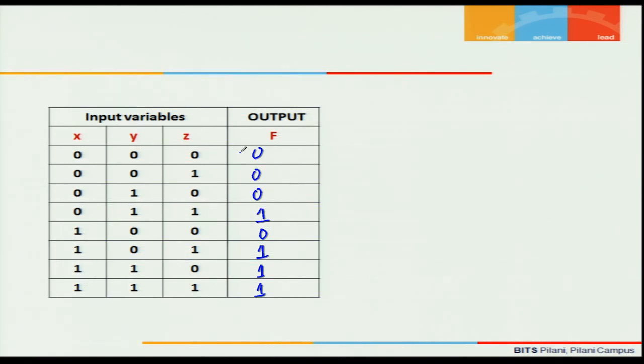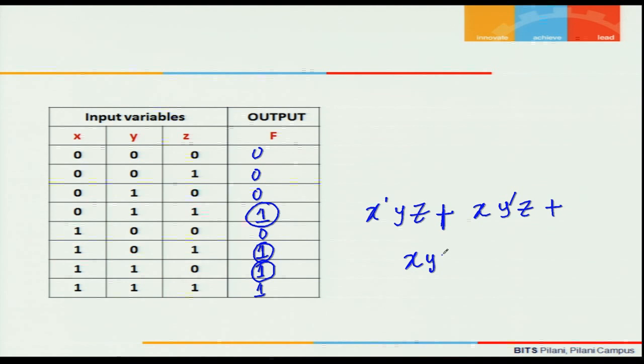We need to identify the min terms. We know the min terms are those terms where we look at the output entries and, corresponding to output value equal to 1, pick the corresponding inputs. Output is a 1 here, the min term is x bar y z, ORed with x y bar z, ORed with x y z bar, and finally x y z. So, the function f in the sum of the min terms form results like this.